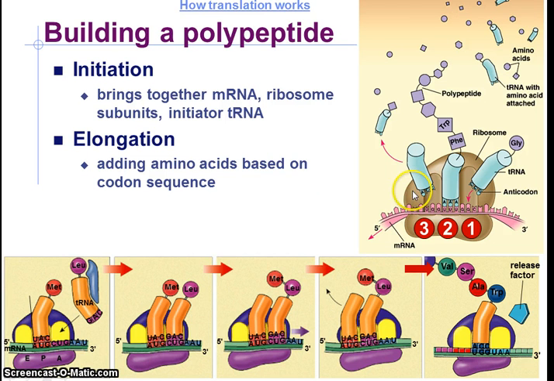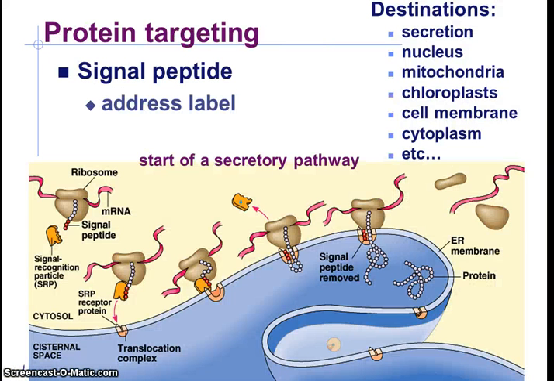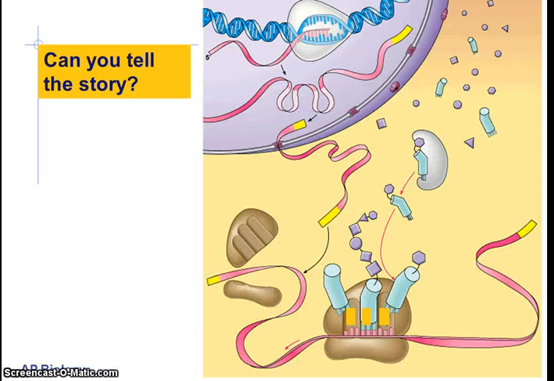Elongation, as it goes across the mRNA, adding amino acids, and then termination at the end codon. And so we also have proteins. So you have a signal peptide. These are the different proteins I could have. Here I have that signal peptide, and I could have different secretions, chloroplasts, all different uses for these proteins.